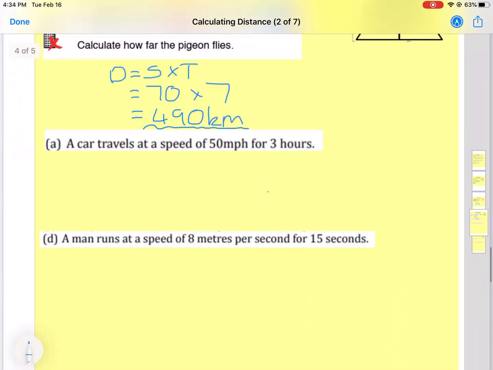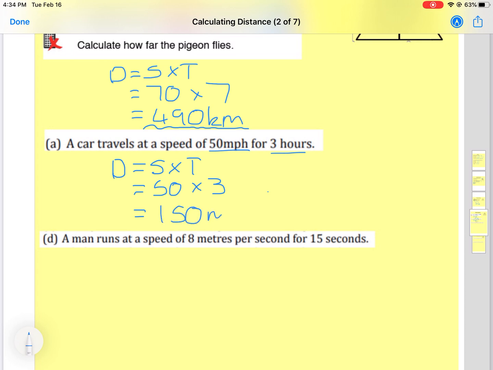The next question here then, we've got a car travels at a speed of 50 miles per hour for 3 hours. Distance is speed times time. Speed is 50 miles per hour, so that's 50 times 3 hours, giving us 150 miles. Again, the reason we can use those two numbers just as they are is because we're working with miles per hour and hour, so those time quantities are the same.